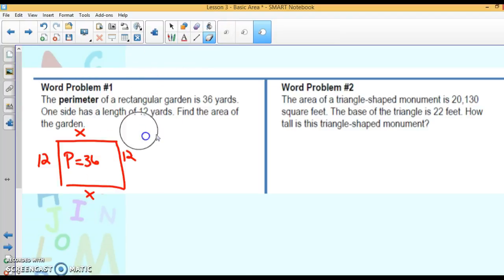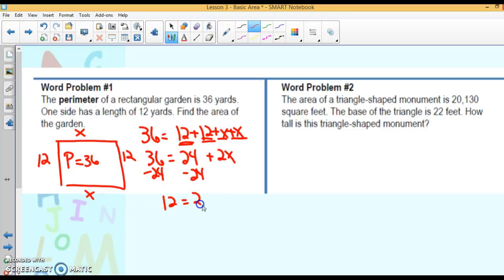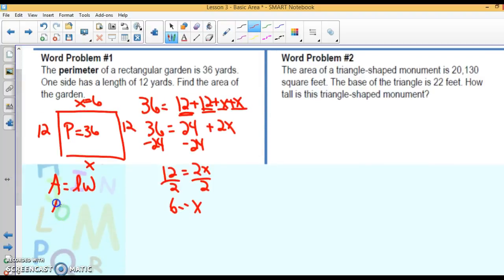They're giving us the perimeter is 36. So 36 is going to equal 12 plus 12 plus x plus x, because I added all four sides together. Let's solve this. 36 equals 24 plus, combining like terms, 2x. Subtract 24 from both sides. So 12 is 2x. Divide both sides by 2. X is 6. So this side is 6. So area is length times width. I now know my length and my width are 12 and 6. So area is 72. And what is it? Square yards.